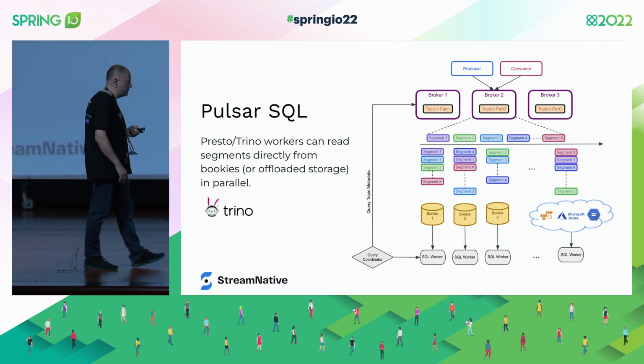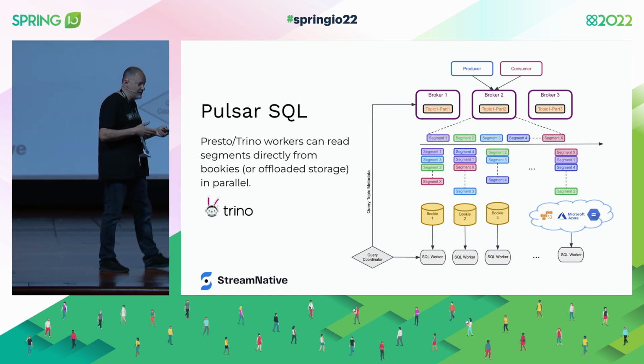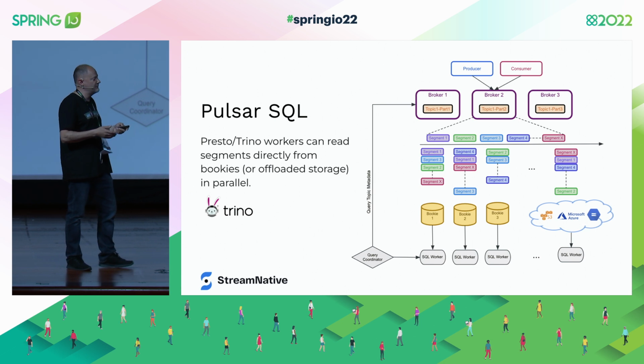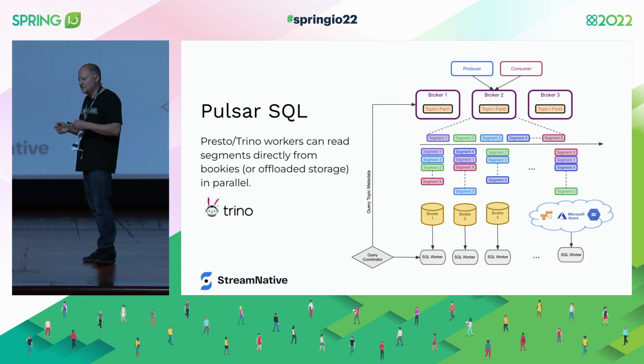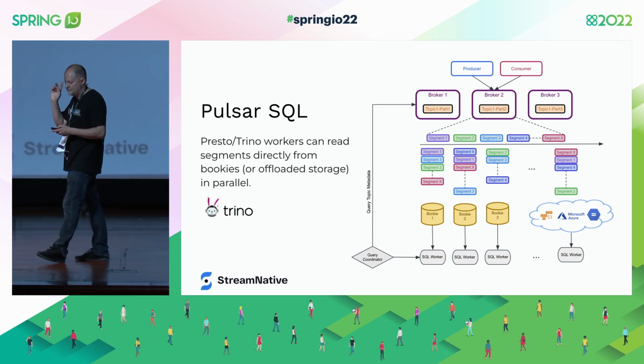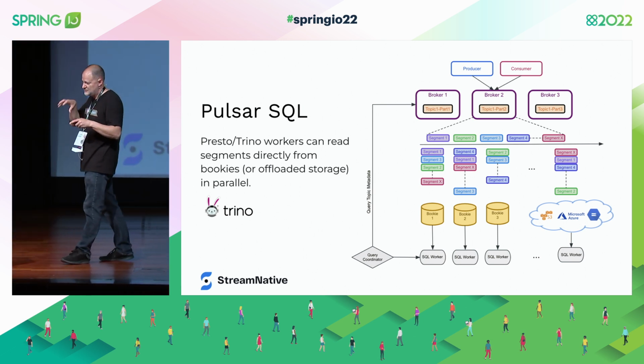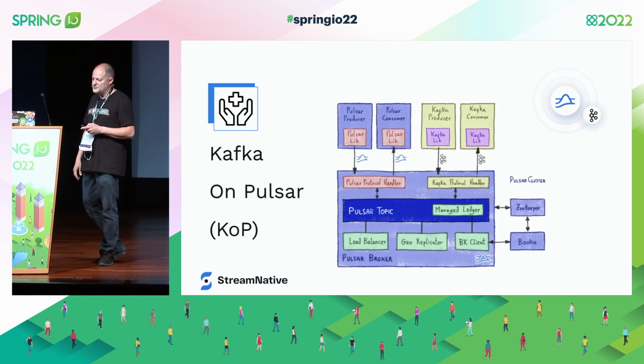Pulsar SQL is kind of cool. If you want to look at what's in your data and you don't want to have to write a client to read it, you could use Trino, Presto, and boom, I got an interface to show me what's in the topic now. Makes it pretty straightforward.